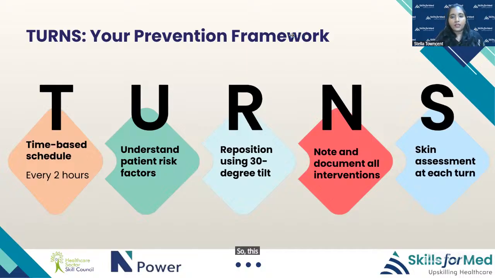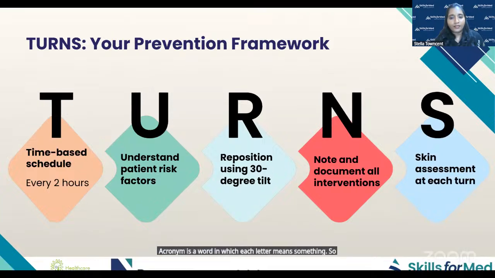So this is the abbreviation you were asking about, and it's an acronym. An acronym is a word in which each letter means something. So that is what is called an acronym.